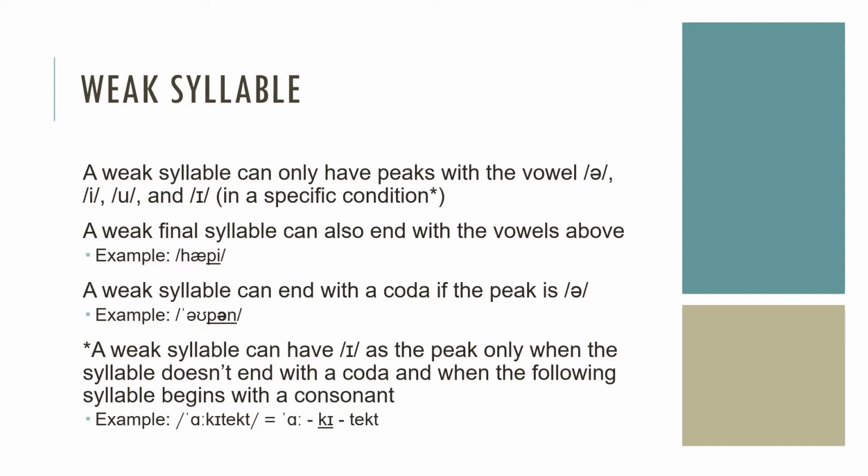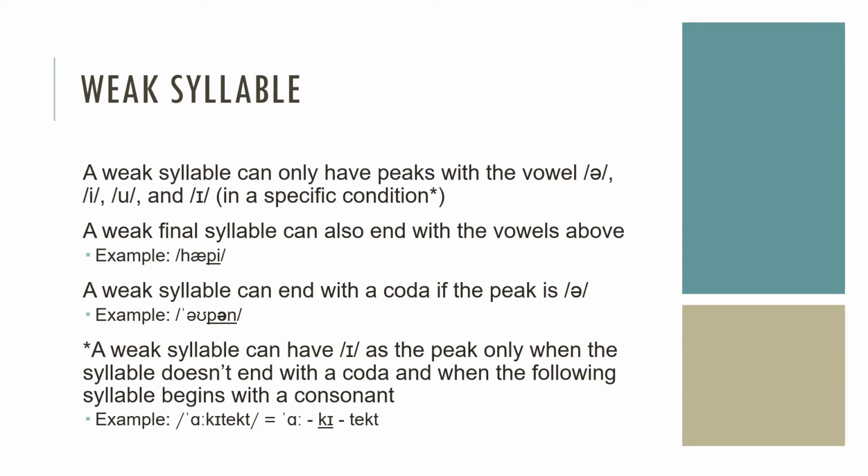For example, in the word happy. A weak syllable can end with a coda if the peak is schwa, for example, in the word open. The second syllable, which is pen, is a weak syllable because it has schwa as its peak, even though it ends with a coda.